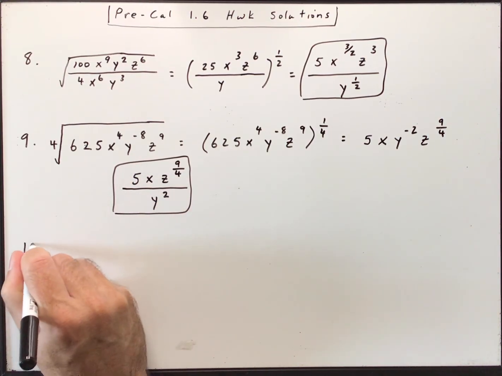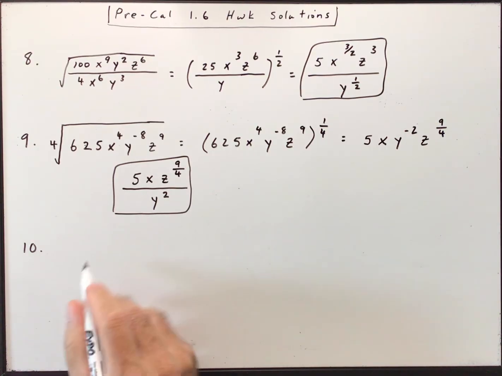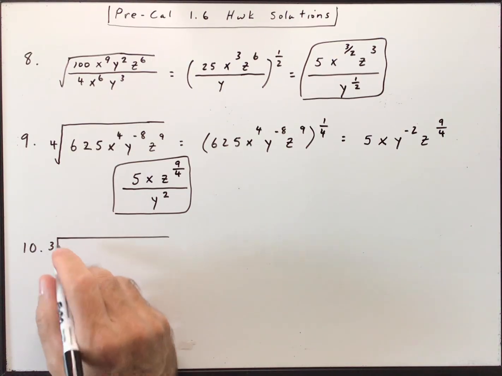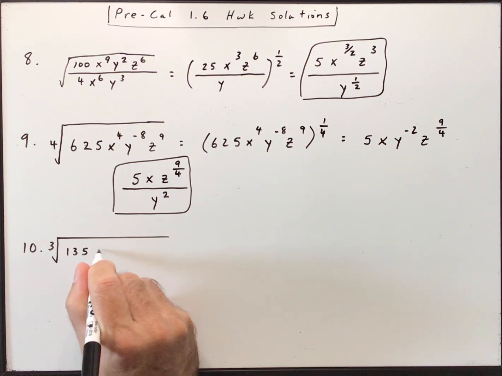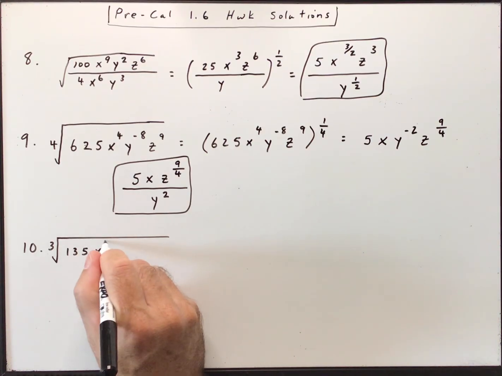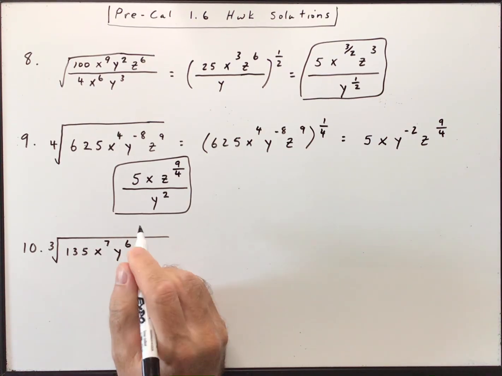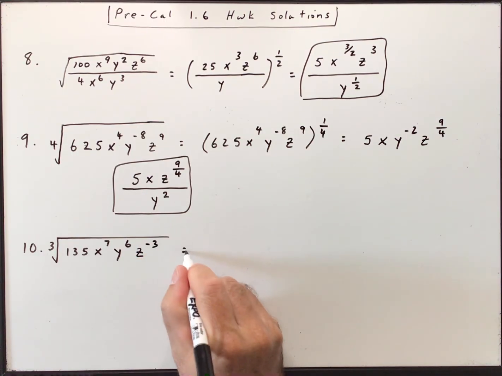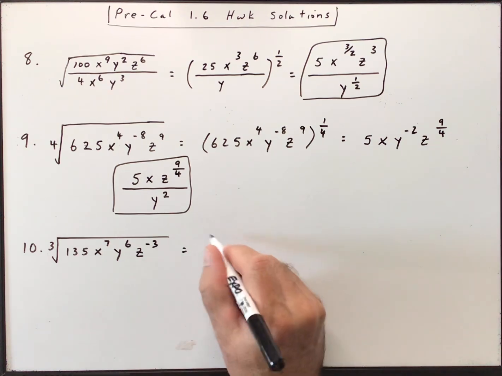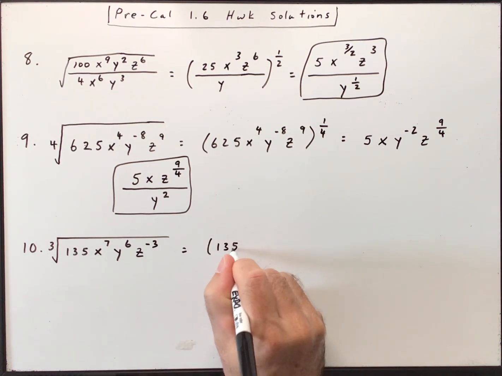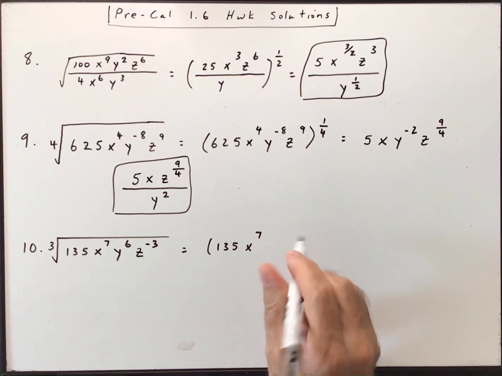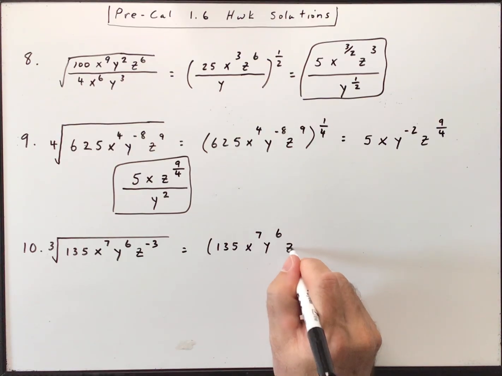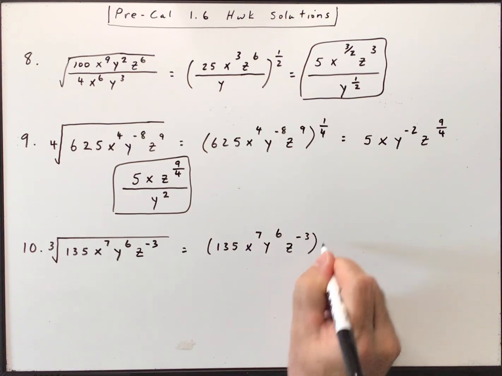Number 10. Okay, so we've got the cube root of 135 x to the 7th y to the 6th z to the -3. So the cube root is the same as the 1/3 power. So we're going to raise all of this to the 1/3 power.